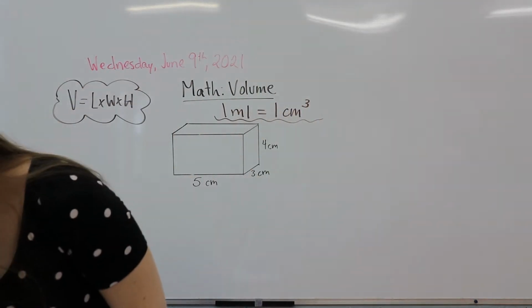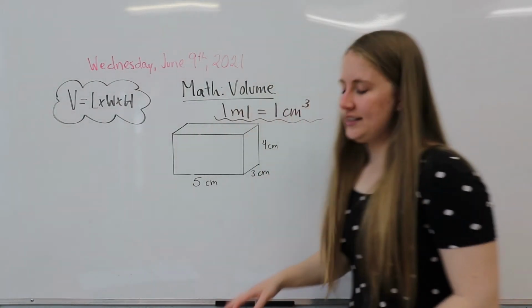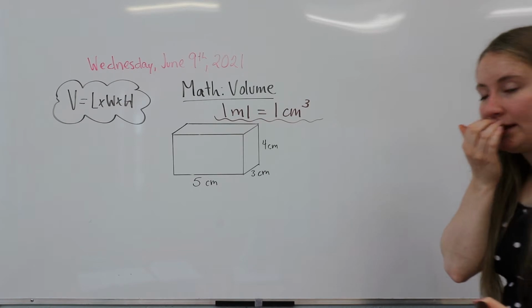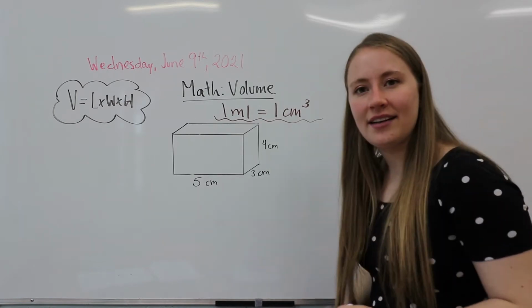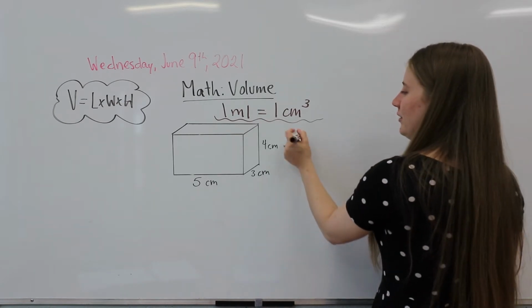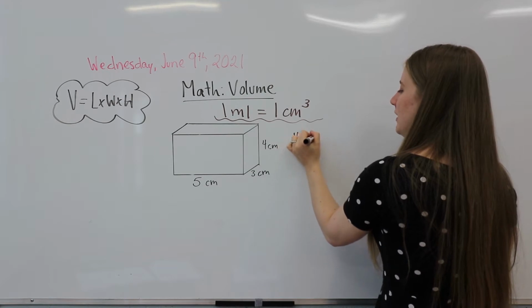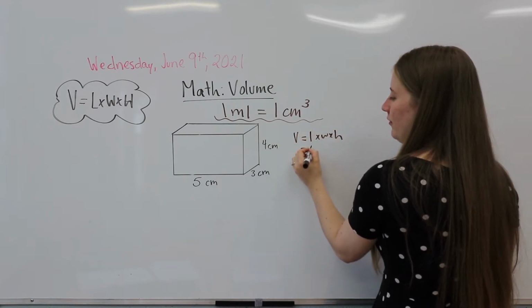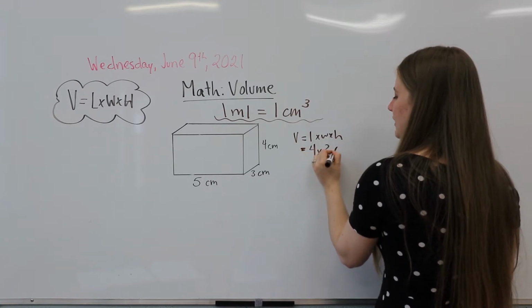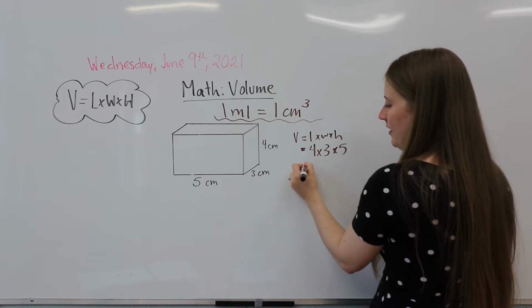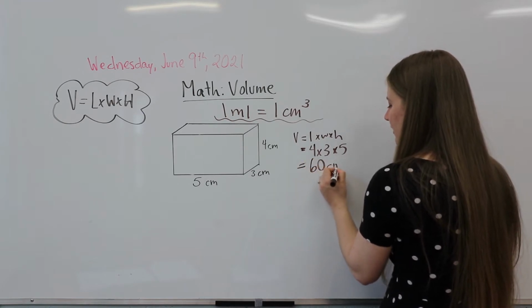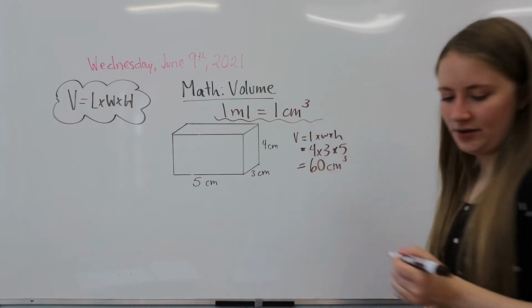So that means that if we had this cube and we filled it with water completely, what would we get? So let's use our formula. We know that volume equals length times width times height, which equals 4 times 3 times 5, okay? And that equals 60 centimeters cubed, okay?